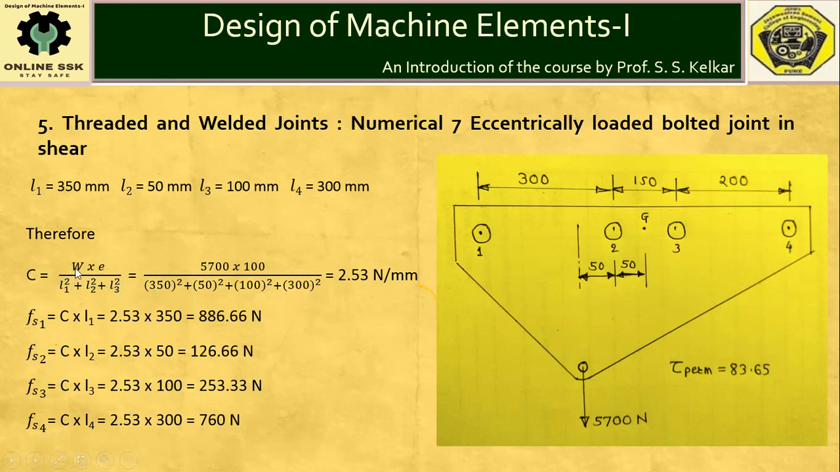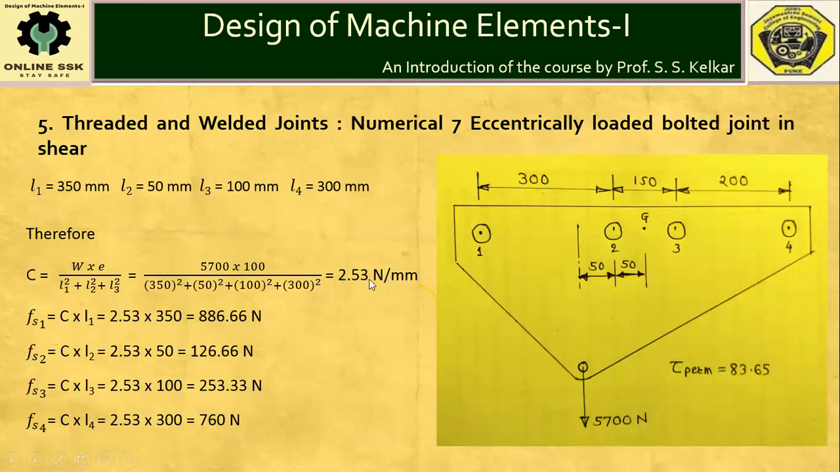In the numerator, W into E. W is 5700. So the value of W can be used in the formula. E is the eccentricity. Eccentricity is the distance between line of action of the force from the CG. So you can see here, line of action of the force from the CG is at a distance of 100 millimeters. So therefore E is equal to 100. So after using known values, you will be in position to calculate value of C, that happens to be equal to 2.53 Newton per millimeter.